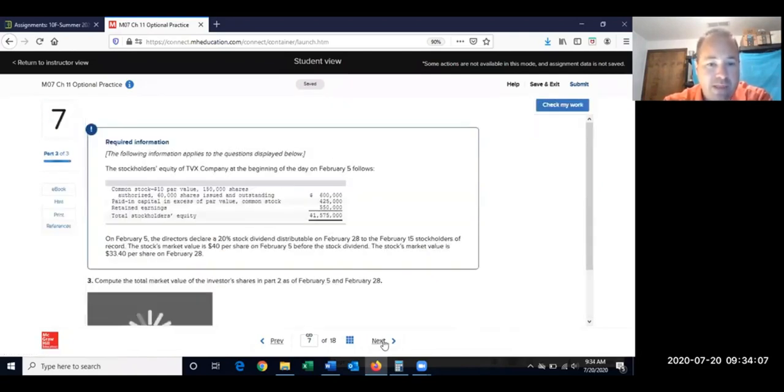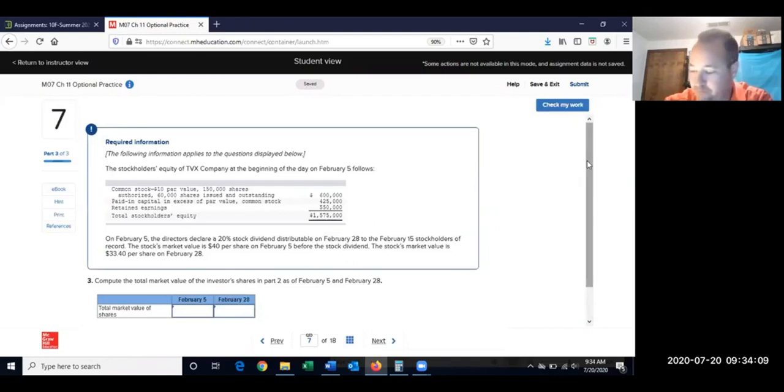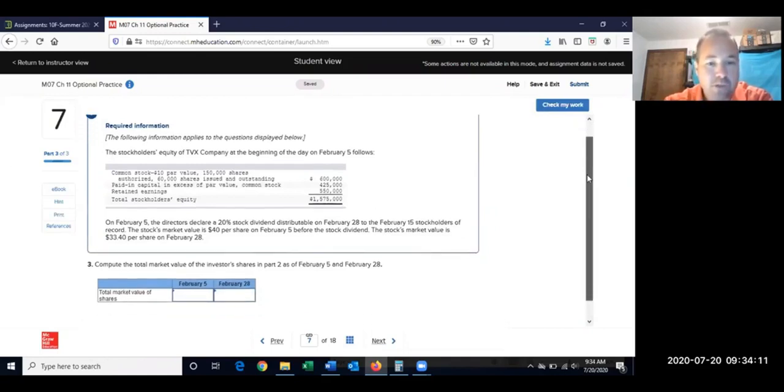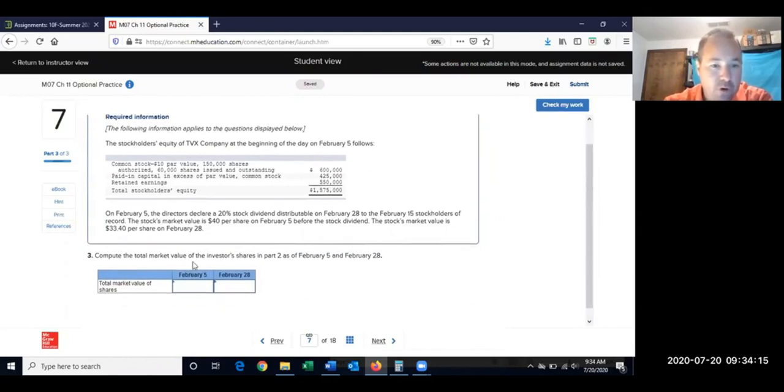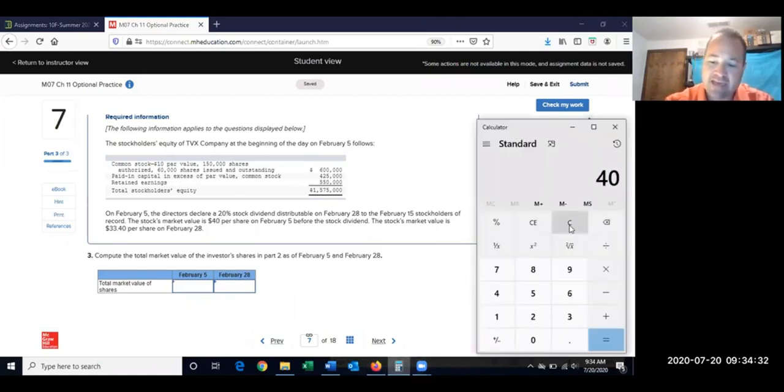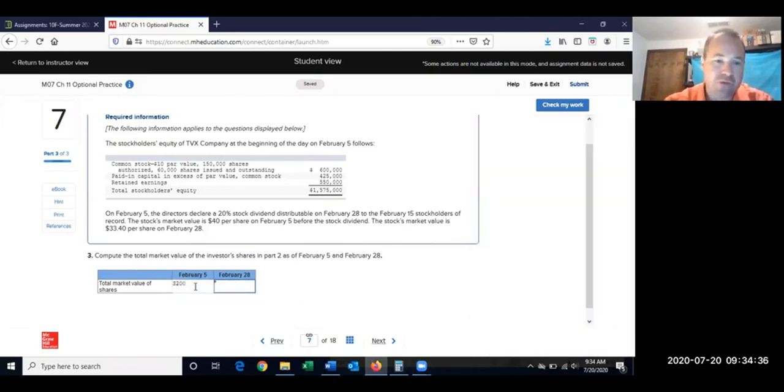Now we're ready for the last piece. What we have here, compute the total market value of the investor's shares in part 2. Okay, so the market value, let's do that. It's at 40 bucks a share on February 5th before, and he has 800 shares. So market value is 32,000.